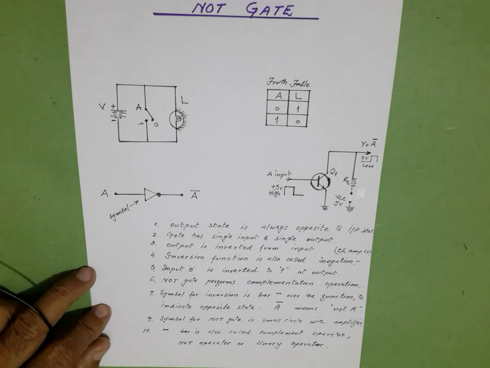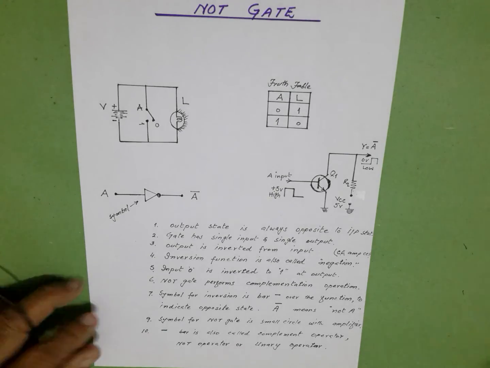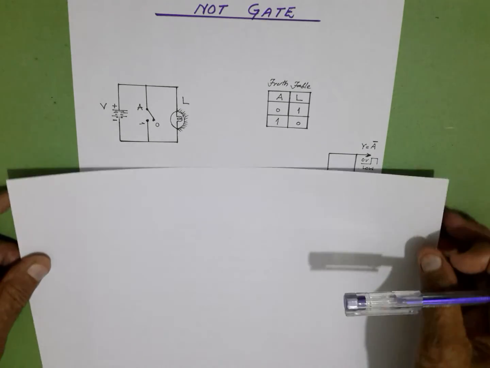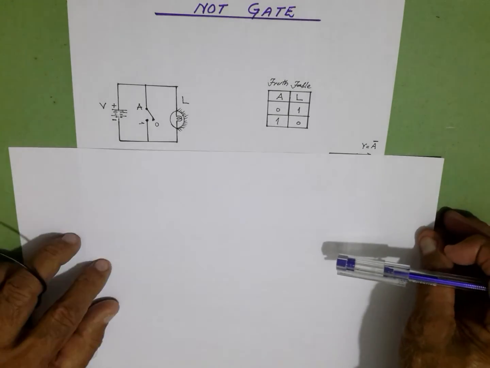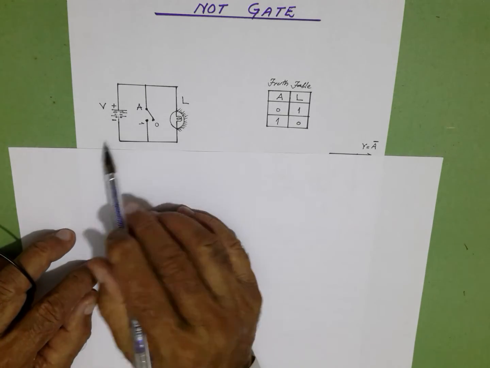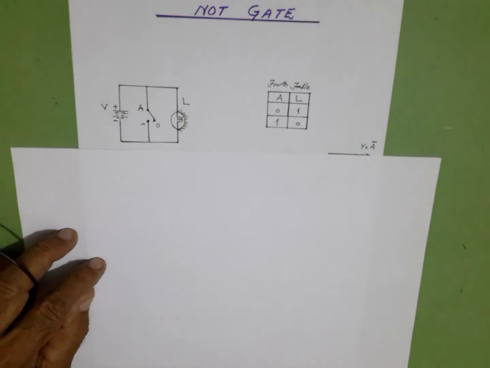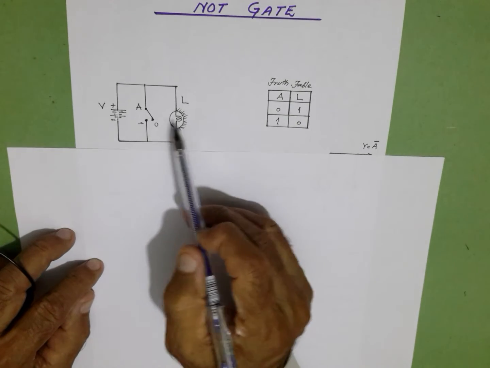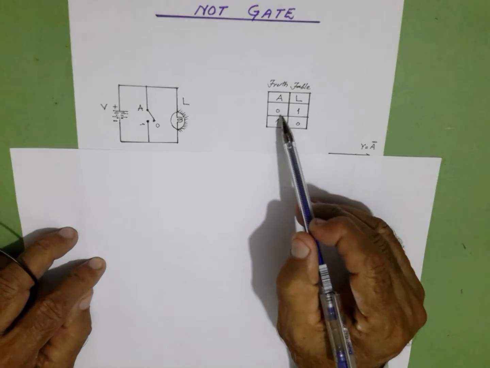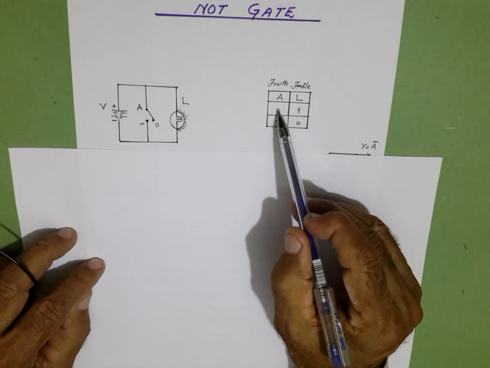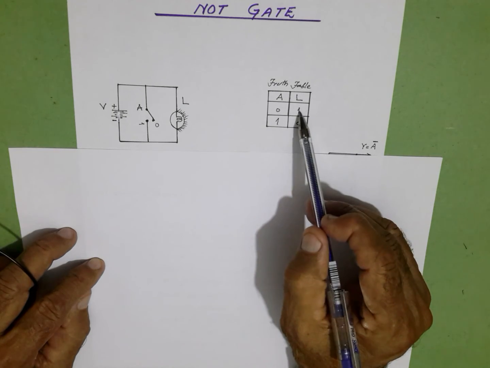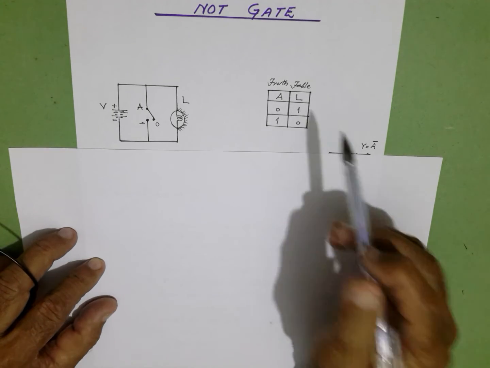Going over to the main points, the NOT gate is the simplest of all logic gates. A single switch, lamp and battery are all in parallel. With the switch in open condition, the lamp is glowing, and with the switch open, meaning off, logic 0, the output is 1. Why? Because the lamp is glowing.